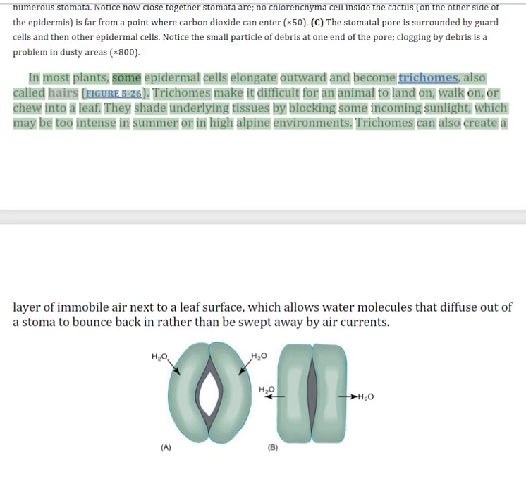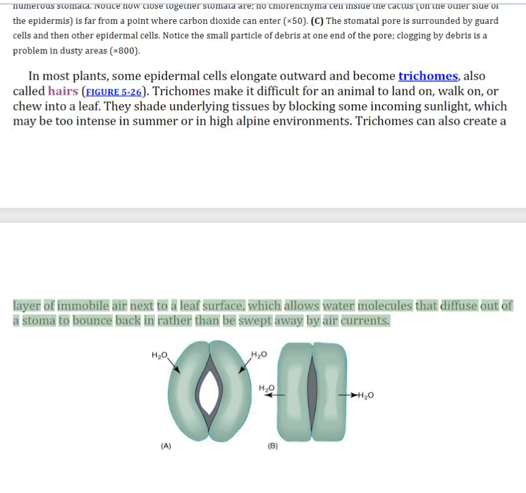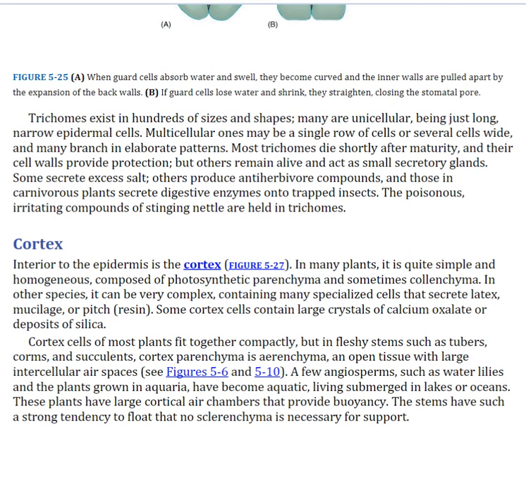In most plants, some epidermal cells elongate outward and become trichomes, also called hairs. Trichomes make it difficult for an animal to land on, walk on, or chew into a leaf. They shade underlying tissues by blocking some incoming sunlight, which may be too intense in summer or in high alpine environments. Trichomes can also create a layer of immobile air next to a leaf surface, which allows water molecules that diffuse out of a stoma to bounce back in rather than be swept away by air currents.